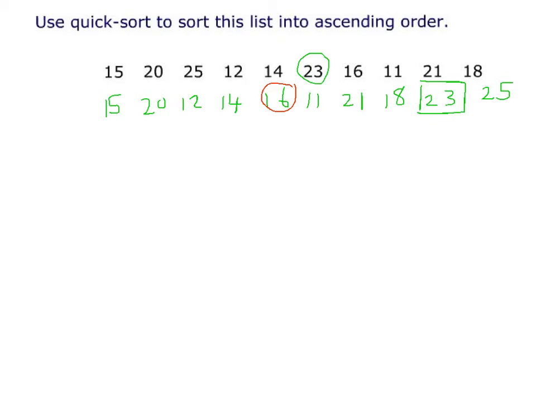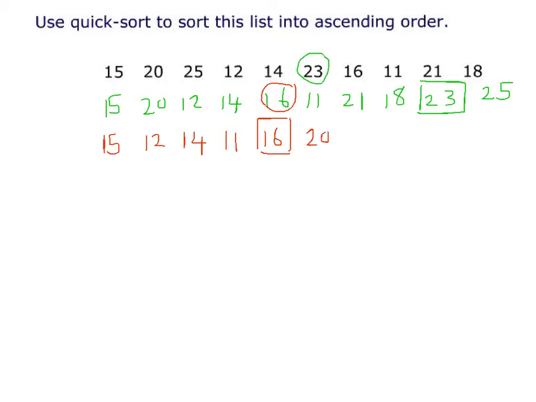So we now repeat our steps. We look through the list, starting at the beginning, and we rewrite the numbers that come before our pivot of 16, and then the numbers that come after our pivot of 16. So, working through the list, we're going to have 15, 12, 14, 11, then comes our pivot of 16, and I'm going to fix that now with a square or rectangle around it.